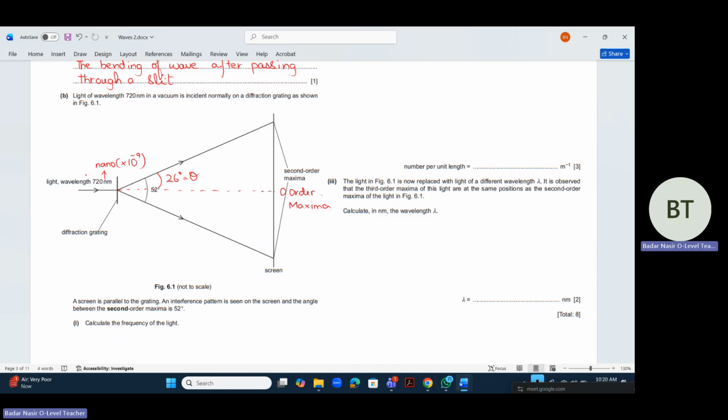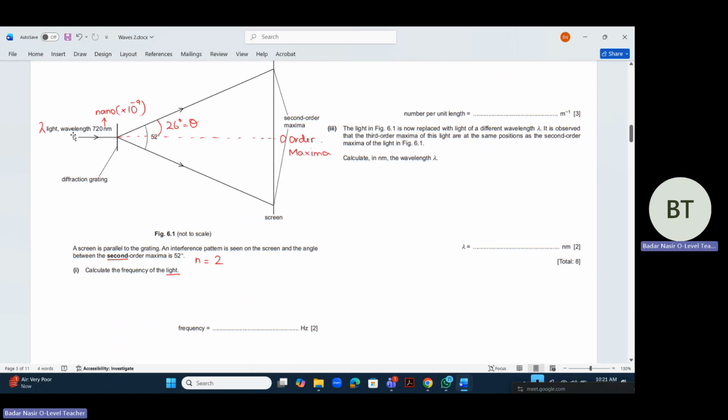We know the lambda. A screen is parallel to the grating and an interference pattern is seen on the screen, and the angle between the second-order maxima is this. Second order, so the value of small n is also given, which is 2. Calculate the frequency of the light. It says we have to calculate the frequency of light. Okay, do we know the wavelength of light? Do we know the speed of light? What is the speed of light?